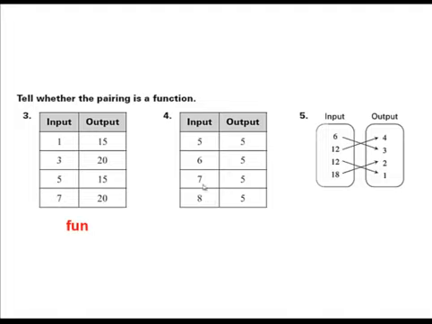Okay, so here this is also a function, and then over here this is a different way of showing a pairing. So here we have 6, okay, 12. So we see that the 12 goes to the 4 and 12 also goes to 1. So these repeat, these x values repeat. So this is not a function.